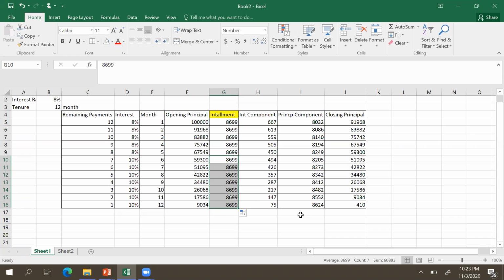8699. So what will happen? You can see that 410 principal is still remaining. So to repay that principal, you will have to pay another EMI. So how can we do that?